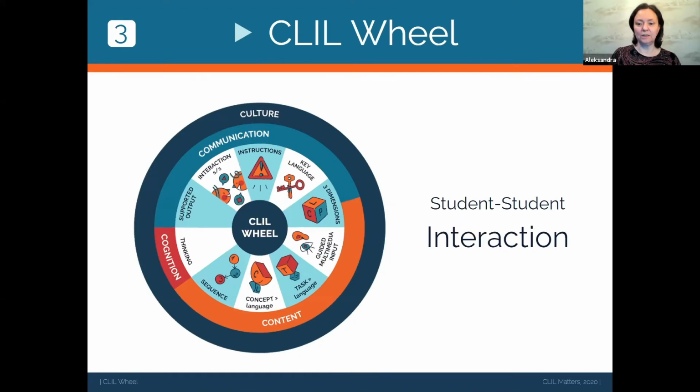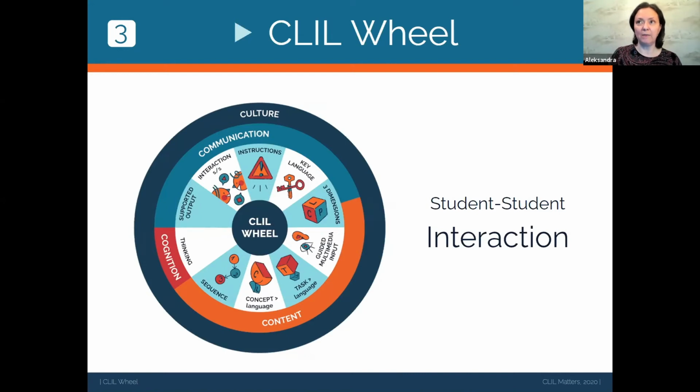Okay, the next one goes into student-student interaction. And again, for a language teacher, that's obvious. Subject teachers might struggle a little bit here because very often there is not much time for extra activities. But if I want my students to understand the concepts I'm teaching, they have to be able to talk about those concepts. They have to be able to use the language that I'm trying to teach them, the language of my subject. So I have to make sure that students talk.